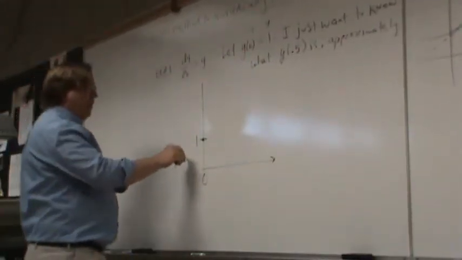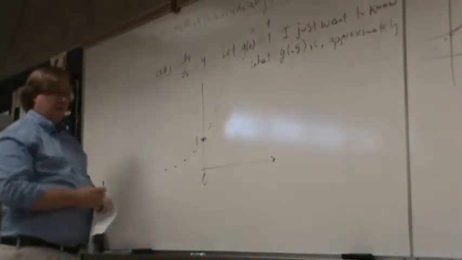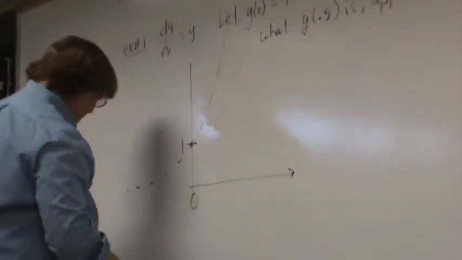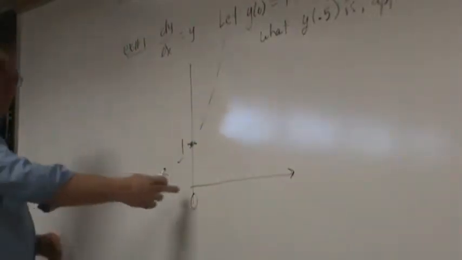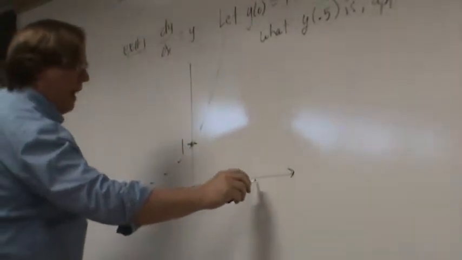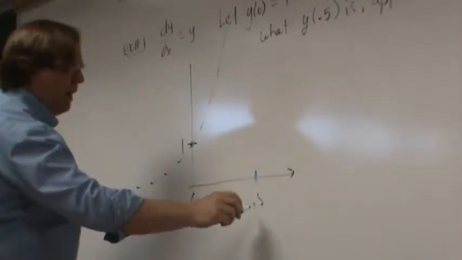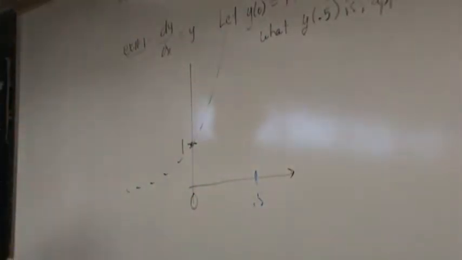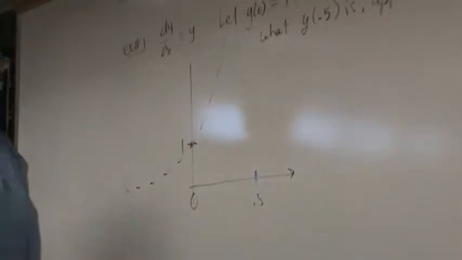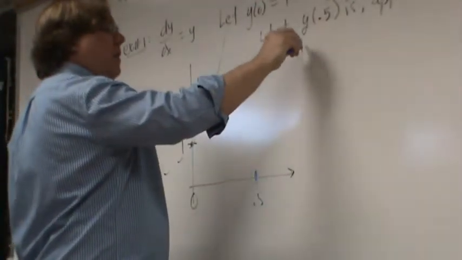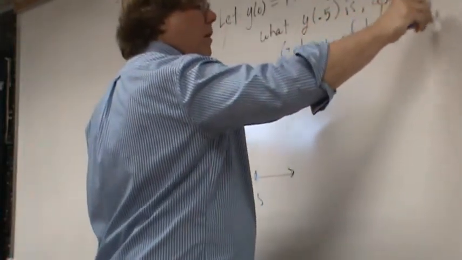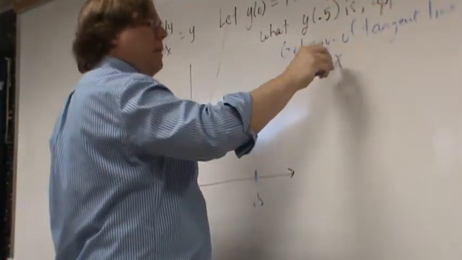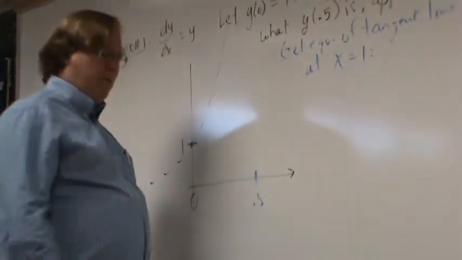So here's what I'm going to do. I'm going to say, I don't know what my curve actually does, but I'm going to get the equation of the tangent line at x equals 0, and then just ride that tangent line until I get to 0.5 and say that that's approximately my answer. So let's get the equation of the tangent line at x equals, I'm sorry, at x equals 0.